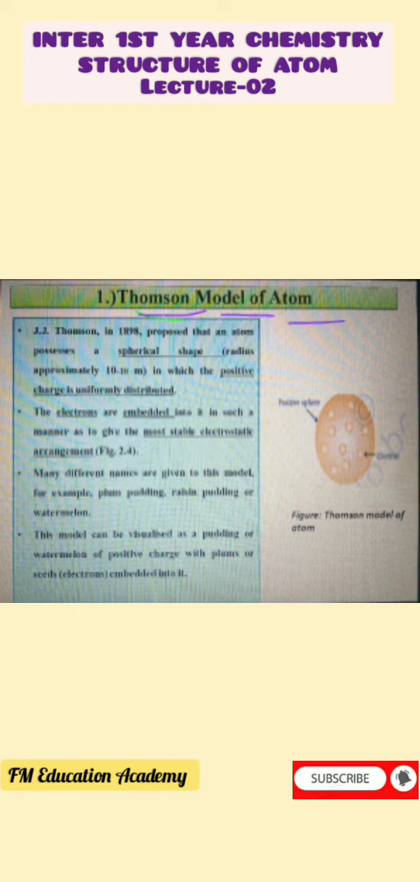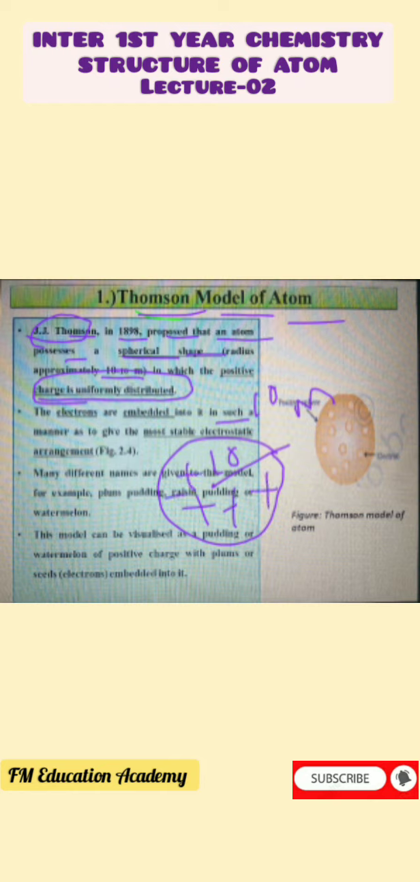Thomson model of atom. J.J. Thomson in 1898 proposed that an atom possesses a spherical shape, with a radius of about 10 power minus 10 meters, in which the positive charge is uniformly distributed. That is, this atom consists of positively charged matter which is uniformly distributed. He said that the electrons are embedded, meaning fixed into such a manner as to give the most stable electrostatic arrangement.